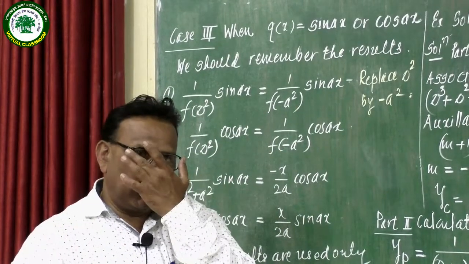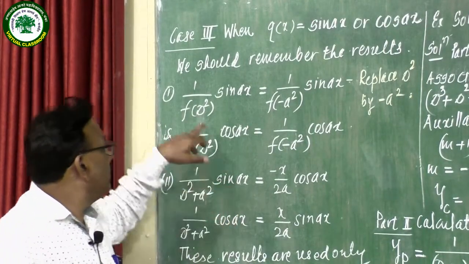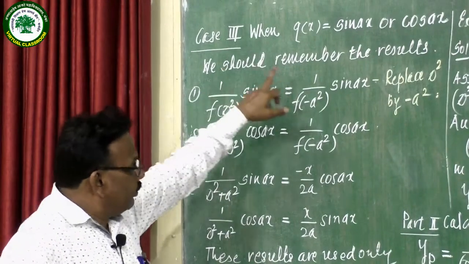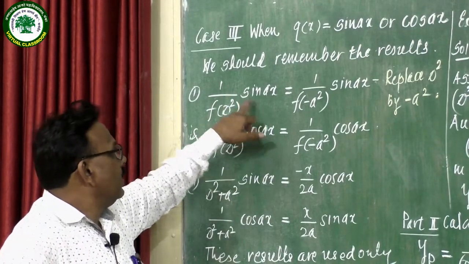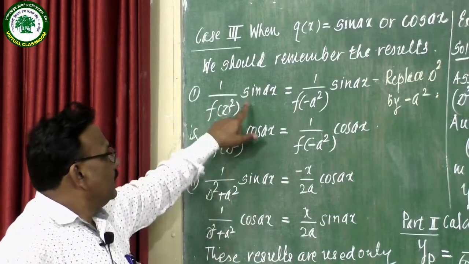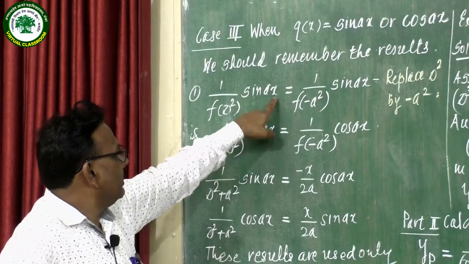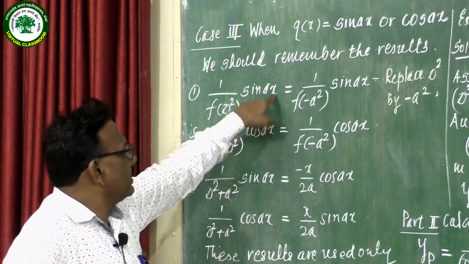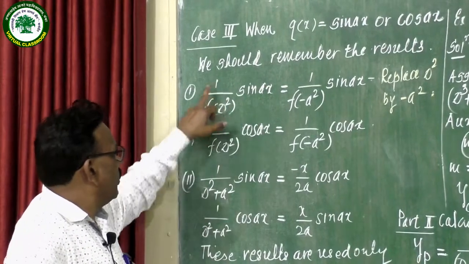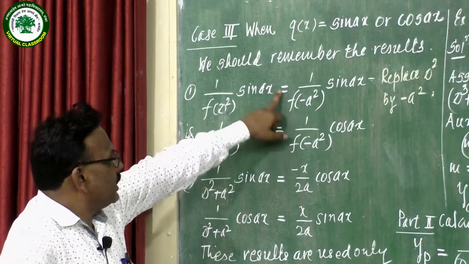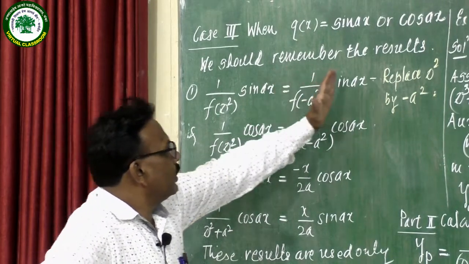But in this case, while you are substituting D as D square, when f of D is a polynomial in D square, in such cases we have to use these two results. That means 1 over f of D square sine of x, that means this function Q(x) is equal to sine of x or cos of x. In that case, we use this result: 1 over f of D square sine of x is equal to replace D square by minus a square, Q(x) remaining as it is.